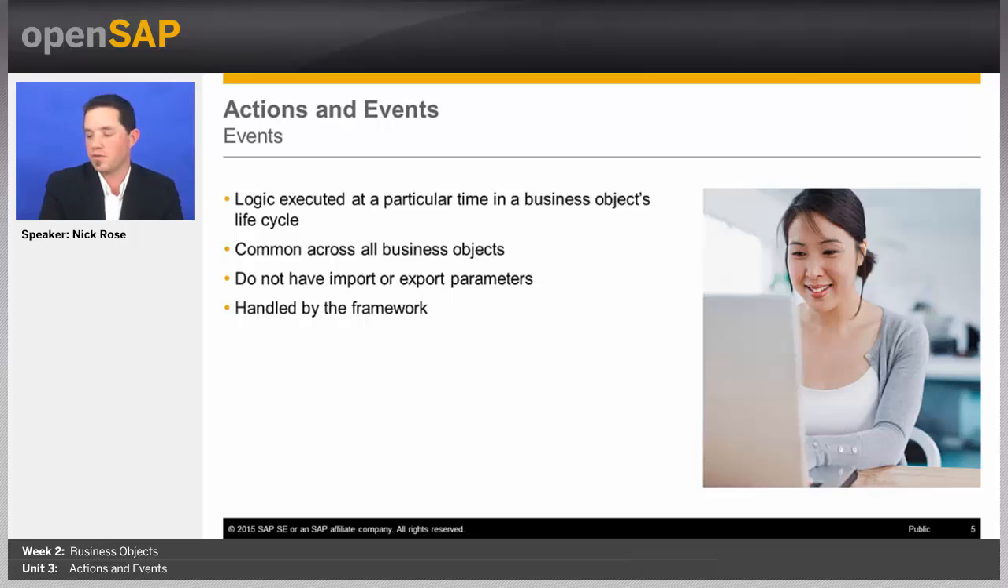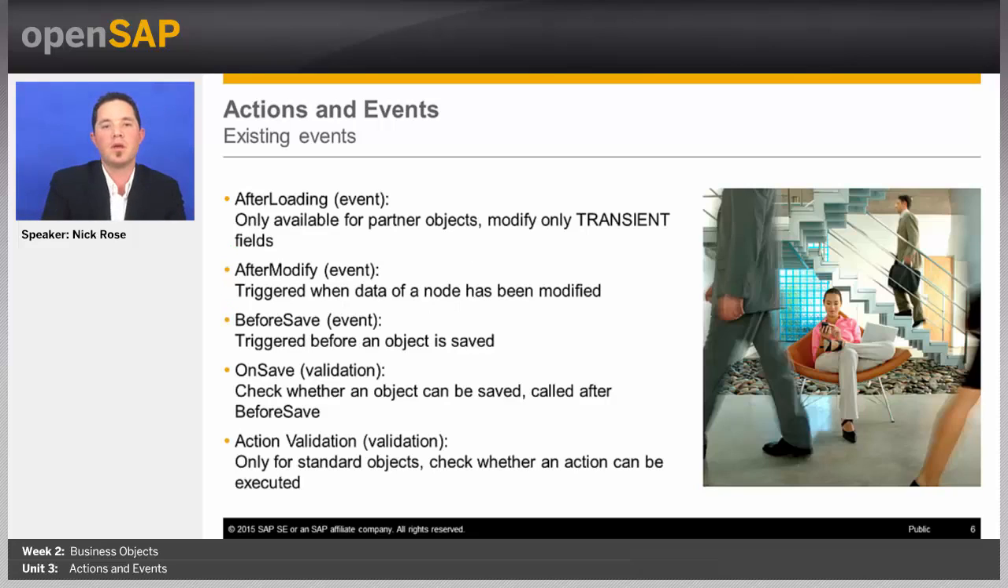Now, what are the events that are defined today? The first one we'll talk about is after loading. This is an event that's available only for our partner objects or our custom objects. In this event, it'll be called as soon as an object is loaded, before the screen is provided to a particular user to be able to make any changes. So if I have a list view and I click on an element or an object and it's going to load some details page, right before that page is released to the user for changes, the after loading is called.